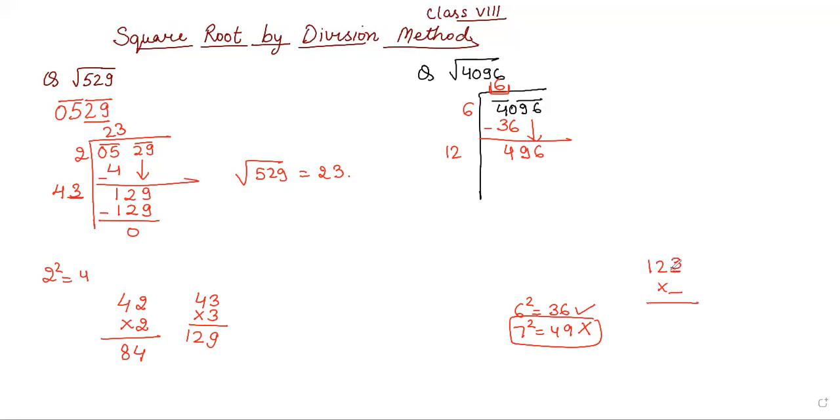So if we take 3 with 12, multiply it with 3, 3 into 3 is 9, 3 into 2 is 6, 3 into 1 is 3. Now take 4, 4 into 4 is 16, 4 into 2 is 8, 8 plus 1, 9, 4 into 1 is 4. So write 4 here and in quotient also, and write 496 under 496. Subtract it, we get 0. So square root of 4096 is 64.